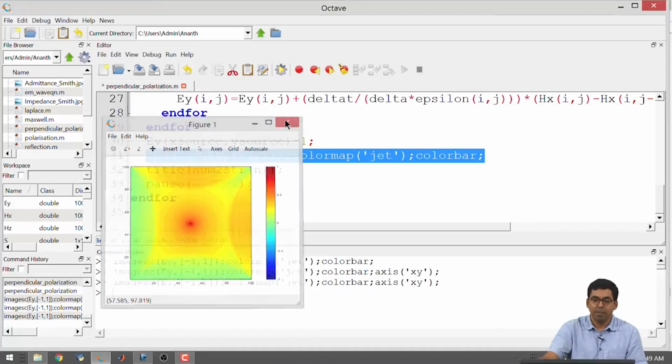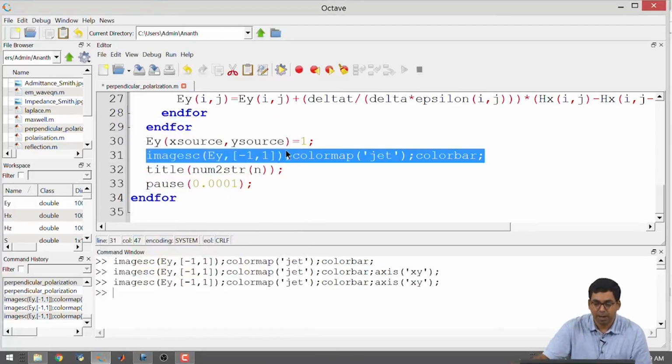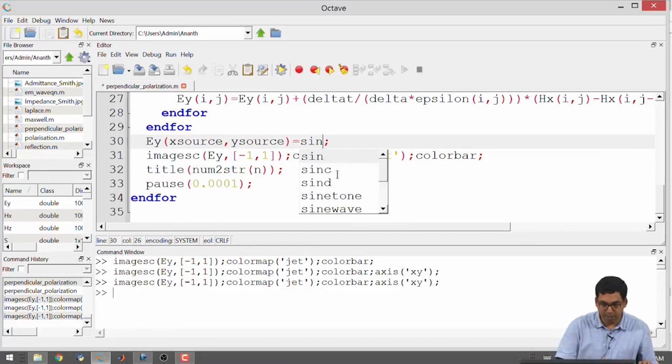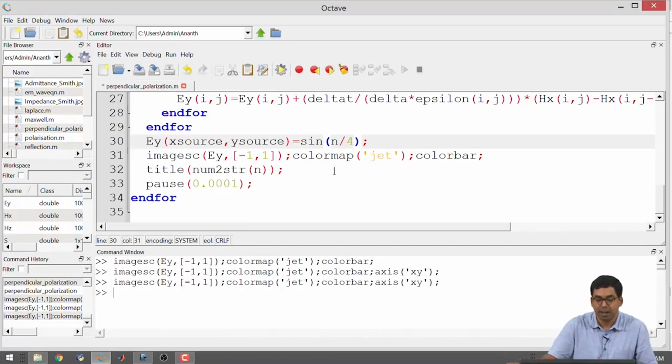Now, since you have a base program, there are a variety of things that one can do. I can manipulate the source. I can say, let the source be, say, a sinusoid of frequency, say n by 4, or time period, I am changing.